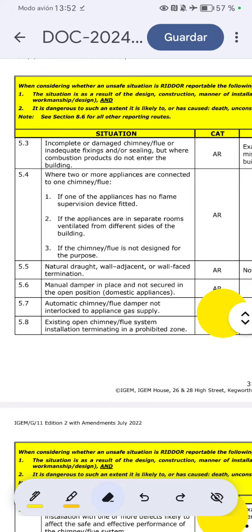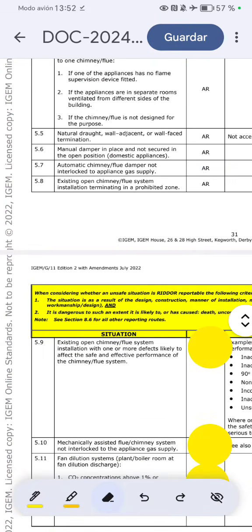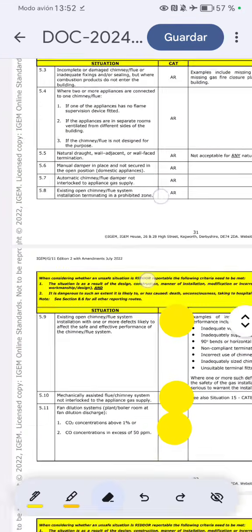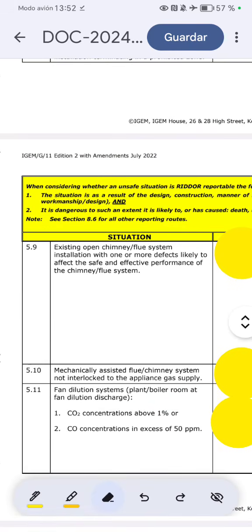And then the next one, 5.8, existing open chimney flue system installation terminating in a prohibited zone. So I'm going to say at-risk because we're on an at-risk roll. I'm going to say at-risk for both. Yes, still alive. I'm still alive. And there's not much notes on that, but do read the bits above.